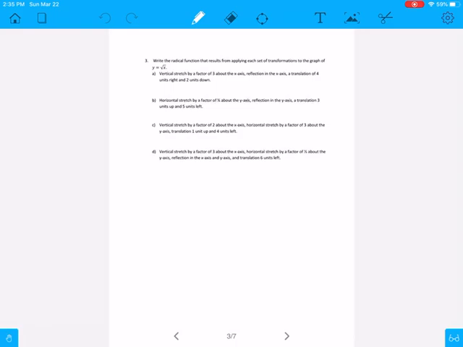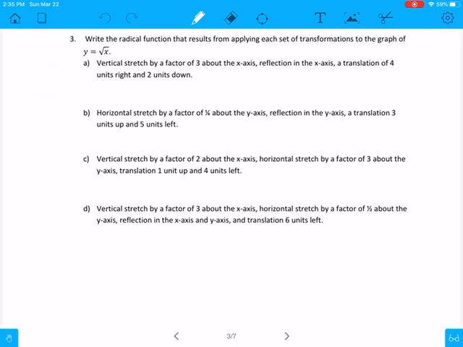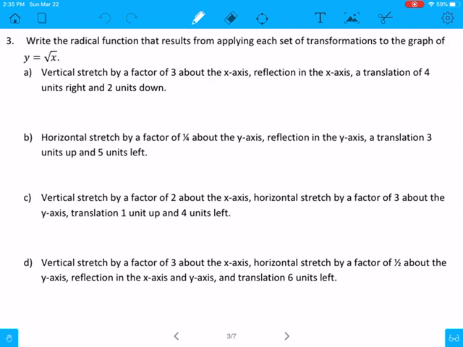The next thing I can do is I can give you words and ask you to make the new equation. So write the radical function that results from applying each of the sets of transformations to the graph of y equals root x. So I know that this has no translations on it. Remember, if it had translations, you'd have to take all the verticals and apply them to the verticals. This is way easier. You can just apply them because the original graph has nothing on it, which makes it super awesome. So if you had a vertical translation, remember, you'd have to multiply your vertical stretch by it, but you don't. So this is easier.